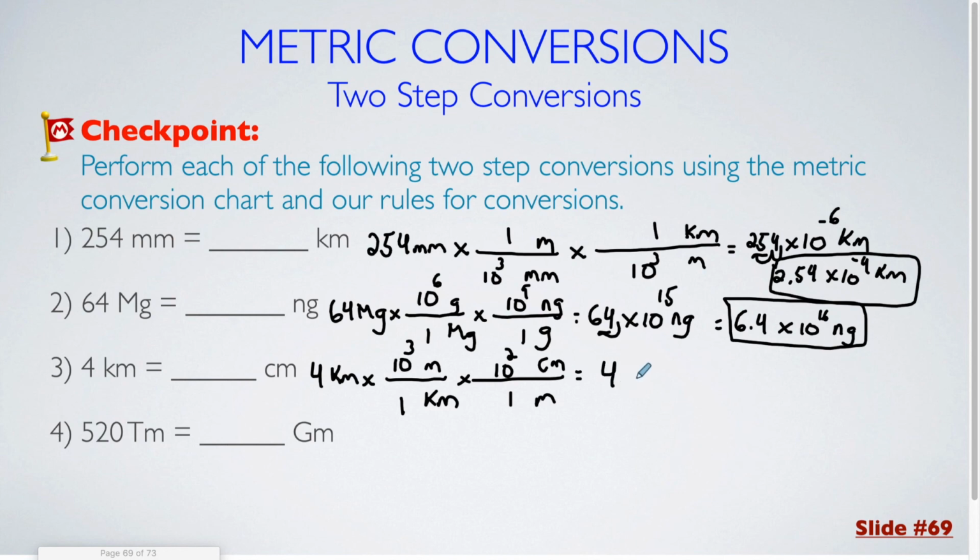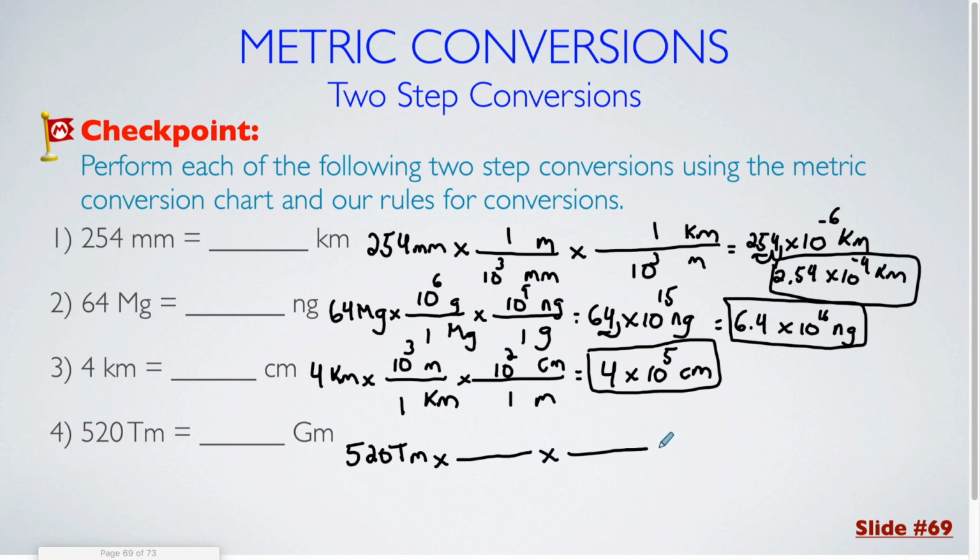This is going to multiply across. We're going to add our exponents. They're both on the top, so I don't need to flip the sign. And that's it for number 3. I'll have to slide the decimal like I did for the others. All right, our final example, we have 520 TM, and we're going to GM.